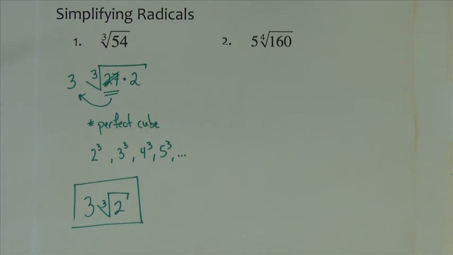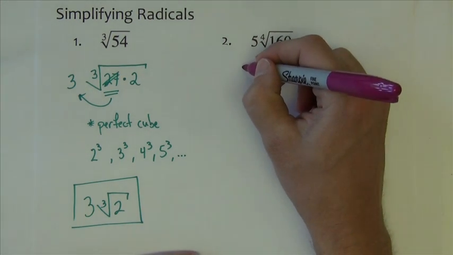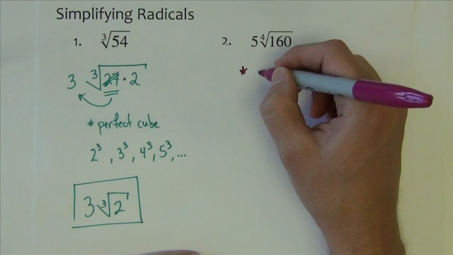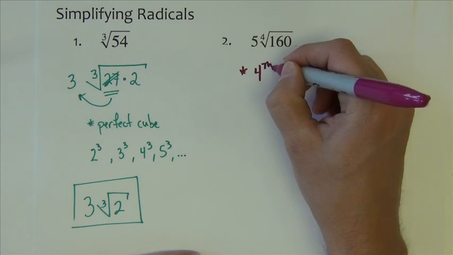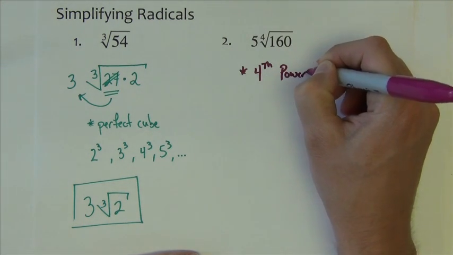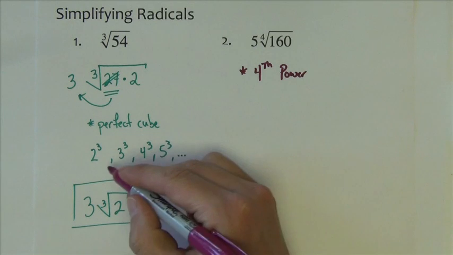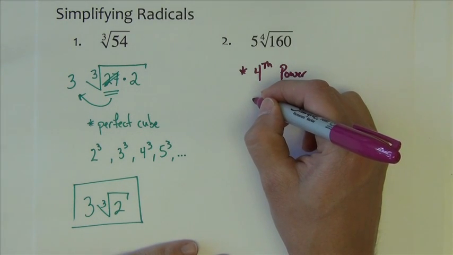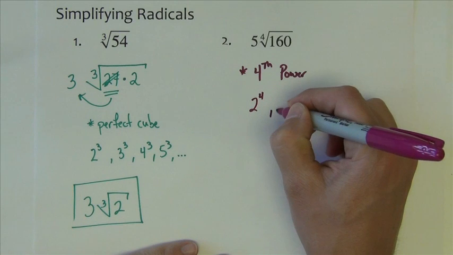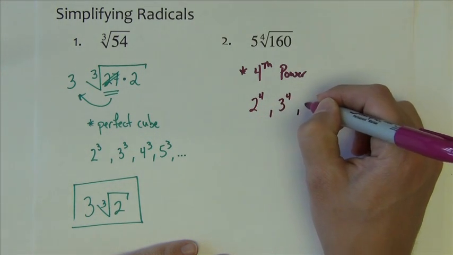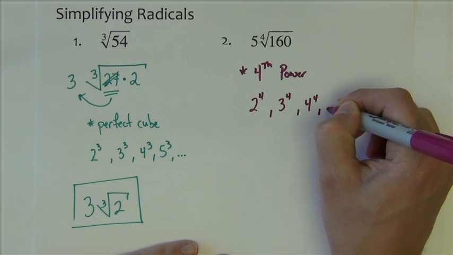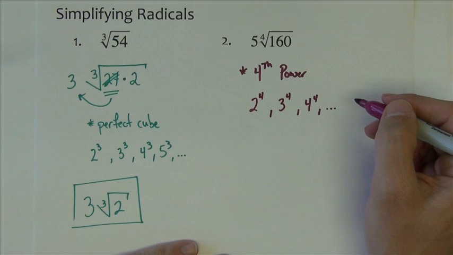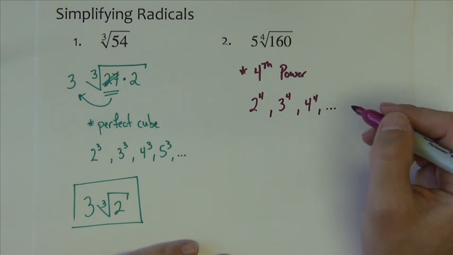This next problem is a fourth root. So when I think about fourth roots, I have to use fourth powers. Like here I use third powers, I use perfect cubes. Here I'm going to use fourth powers. So I'm going to think of numbers like 2 to the fourth, 3 to the fourth, 4 to the fourth. These get big really fast, so you typically don't have to know very many of them, or you don't have to go very far.